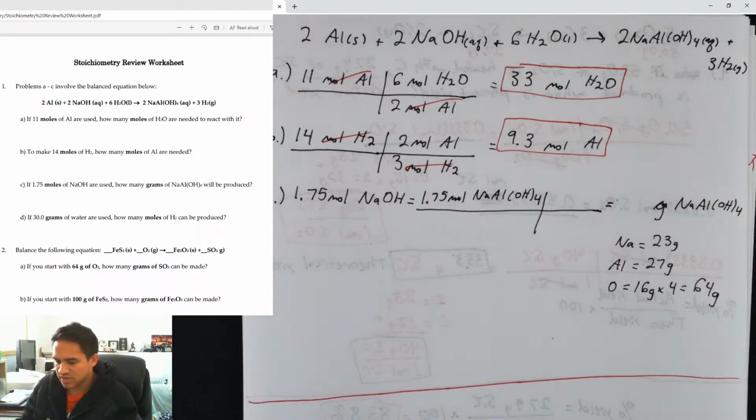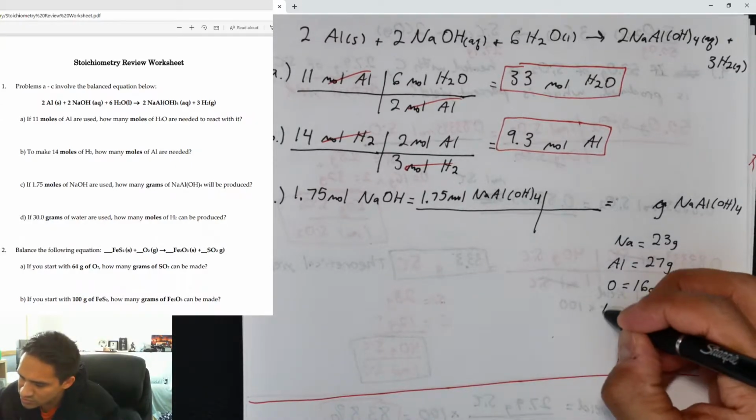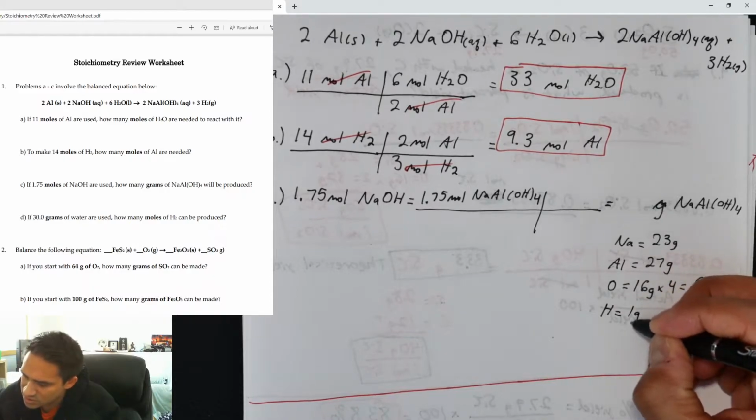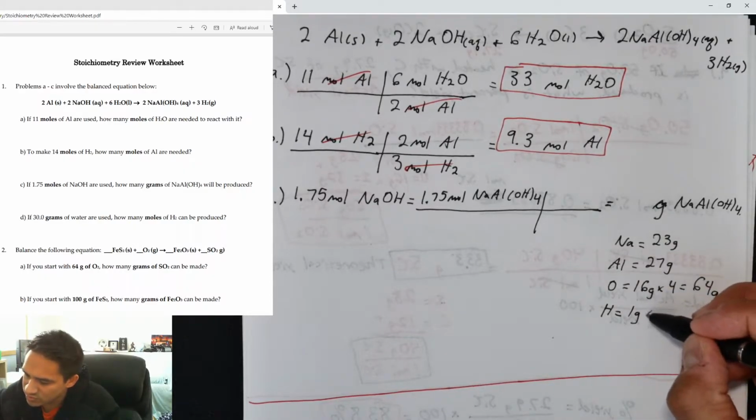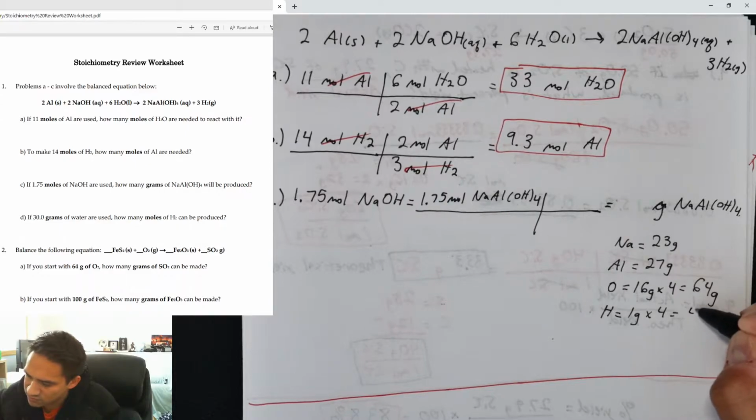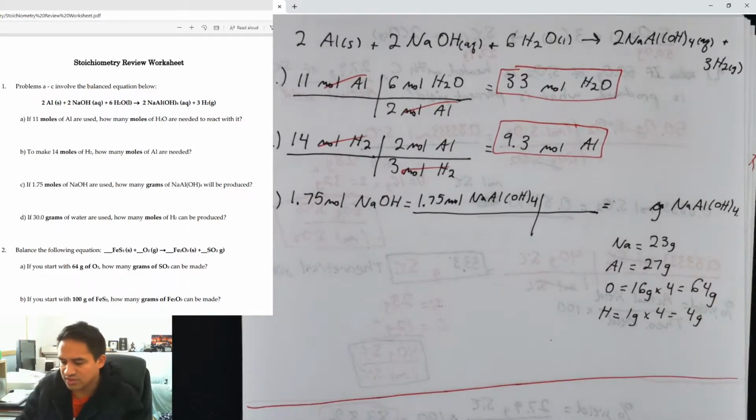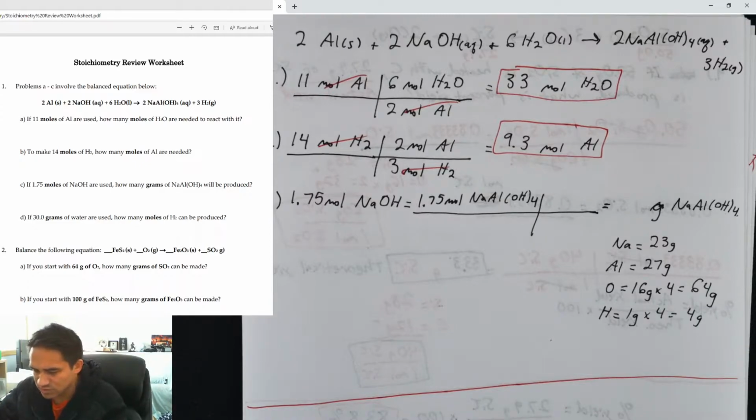And then lastly, we are going to take our H, which is 1 gram a piece. And again, this 4 is going to multiply that. So we're going to multiply that by 4 as well and get 4 grams. And then, of course, we're going to need to add all of these together to get our total. So 23 plus 27 plus 64 plus 4.